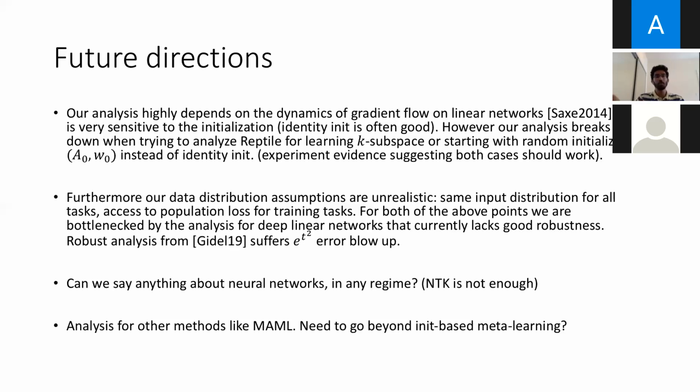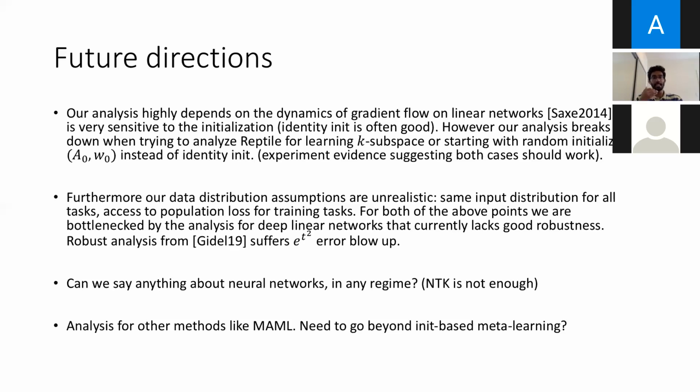And also, of course, you must have noticed that the assumptions about the data distributions are somewhat unrealistic: that you have the same input distribution for all tasks and you have access to the population loss. But even with these assumptions, it was non-trivial to show that these methods can learn the subspace. To go beyond these assumptions, I think the main bottleneck is having a robust analysis for the dynamics of linear networks.